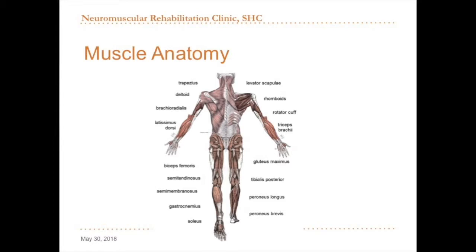Then if we move on to thinking a bit more about muscle anatomy, once we have a normal peripheral nerve, normal neuromuscular junction, there are a number of muscle diseases that can cause weakness and fatigue and decreased independence and mobility.